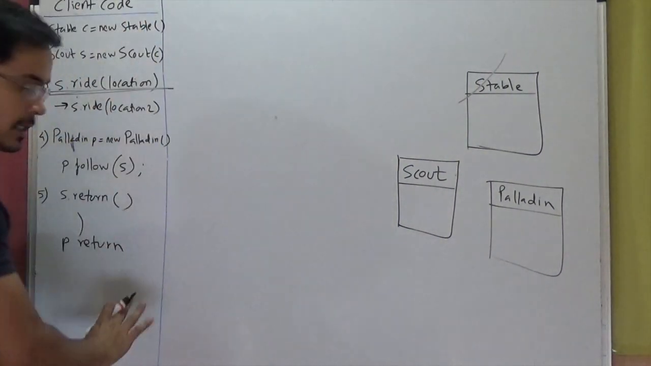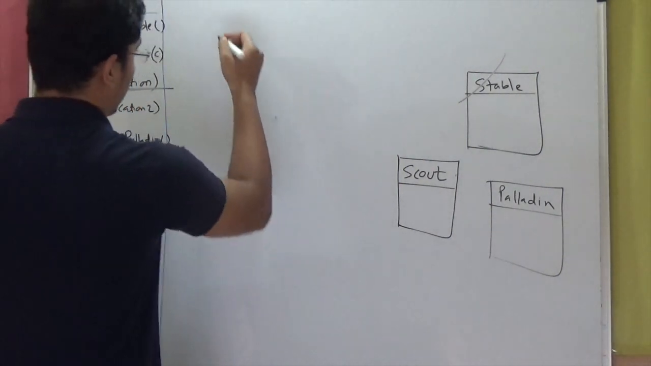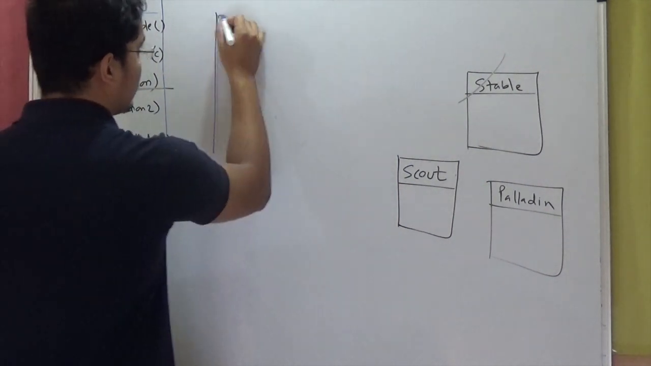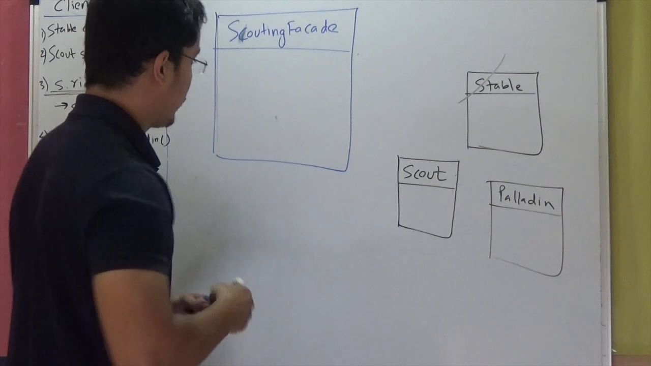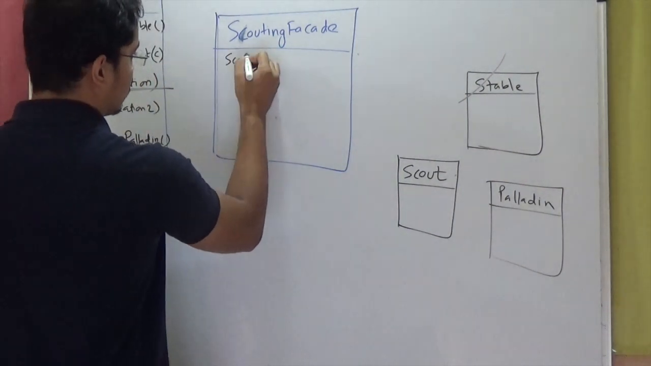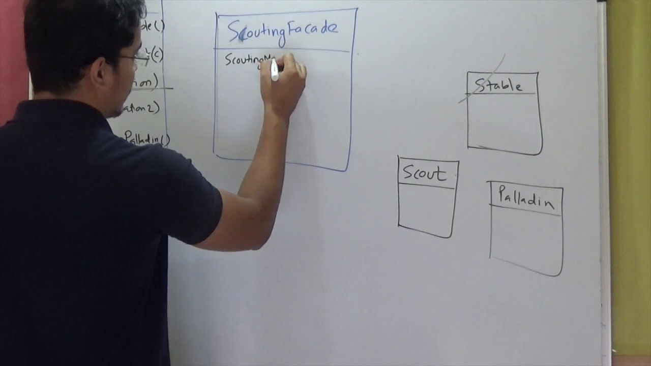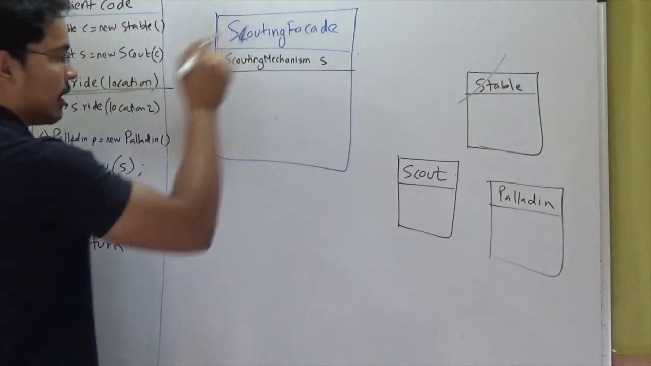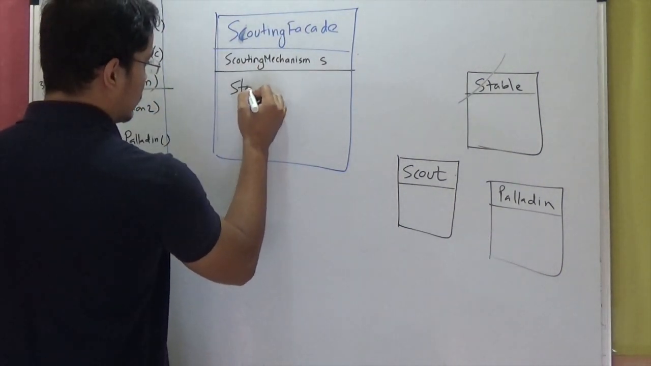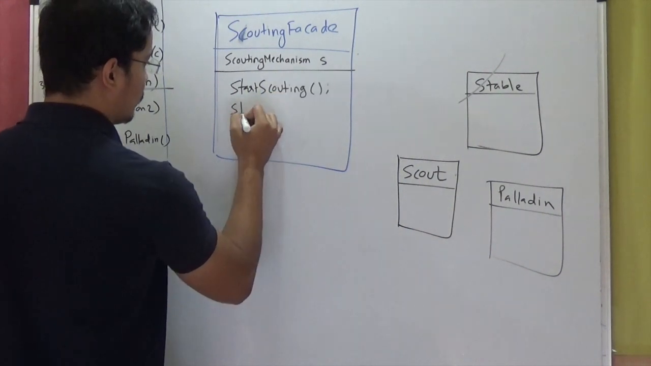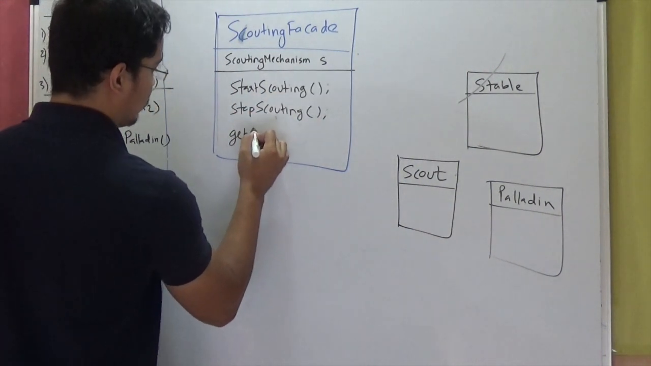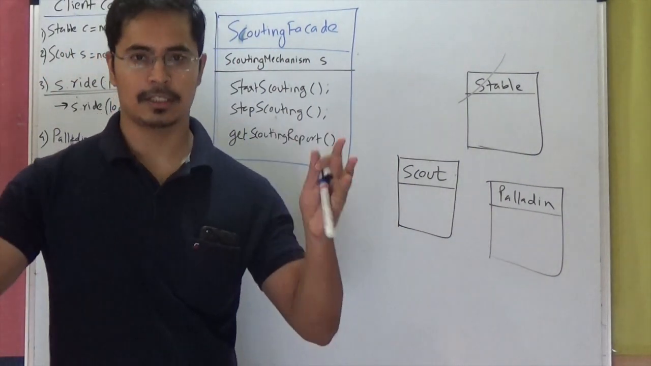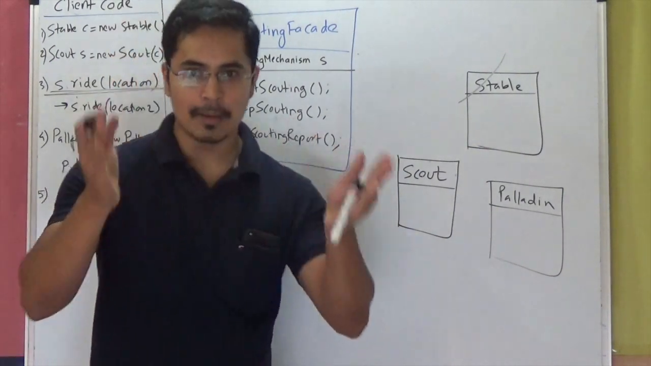So instead of writing this code, what I'm going to provide to my users is an entity class called ScoutingFacade. And I'm going to go one step ahead and create a composition here, a scouting mechanism, right? I'm going to compose an object S, right? And this scouting facade will have methods like start scouting, stop scouting, get scouting report. It's like a remote control. It's like I'm giving you access to a complex functionality through a simpler interface.